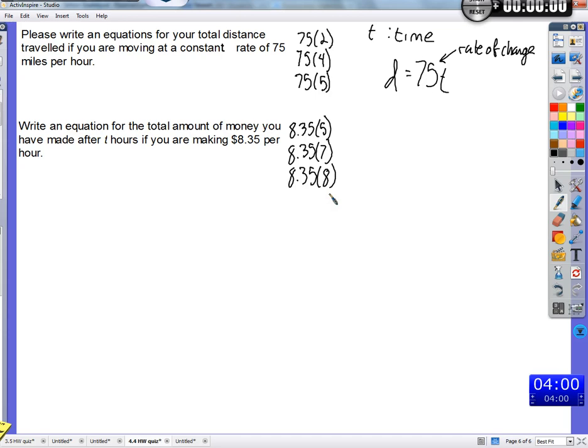However many hours you want to substitute in there, you're just going to multiply it by 8.35. 0 hours, $0. 1 hour, 8.35. 2 hours, 16.70, and so on. Just multiply it together. So what equation could we use to represent this to tell someone, here, this is what you do if you want to figure out how much money you made? What could an equation look like? It doesn't matter what variables we use.